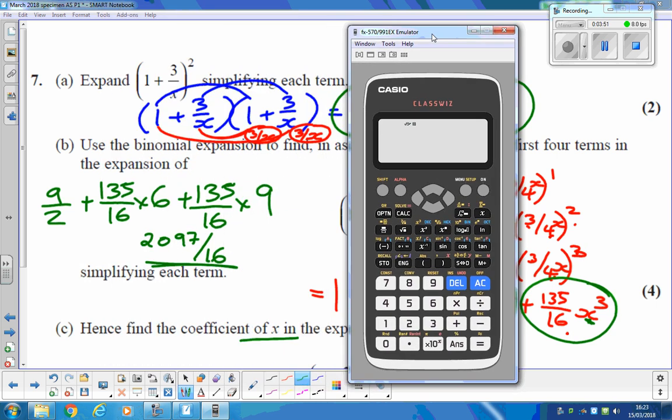So I've got 9 divided by 2 plus 135 divided by 16 times 6 plus 135 divided by 16 times 9 equals 1097. Why did I doubt it?